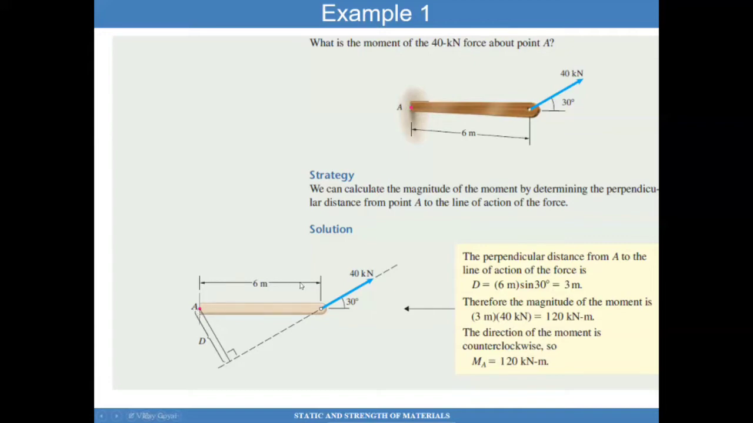So you can see here quickly that this 40 kilonewtons decomposed into the y-axis force gives me 40 kilonewtons times sine of 30 degrees, which is 20 kilonewtons, times this distance of 6 meters gives me 120 kilonewtons times a meter. You can see there that I was able to get the same answer with two different approaches.